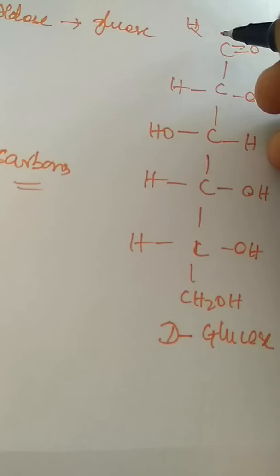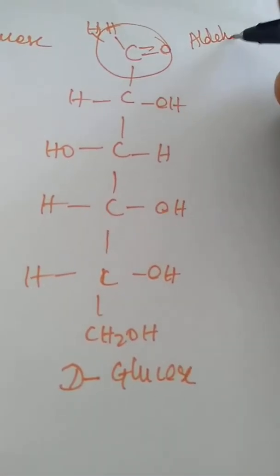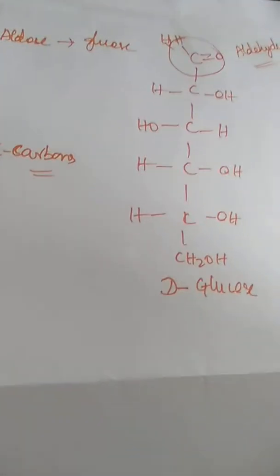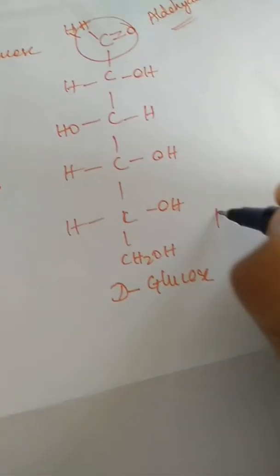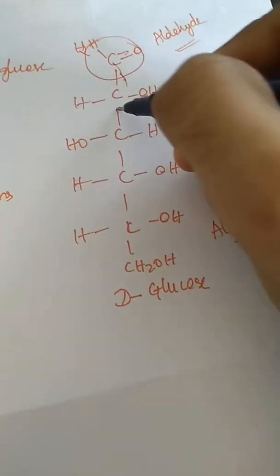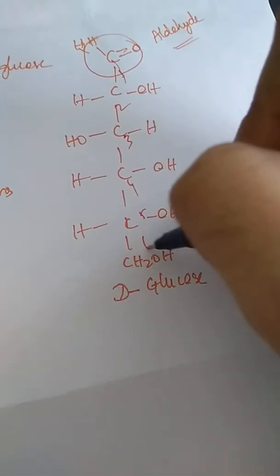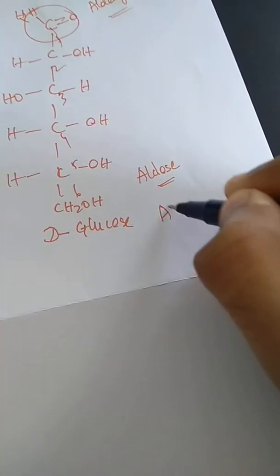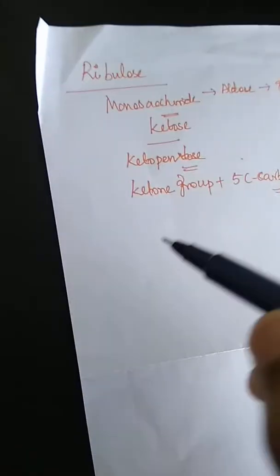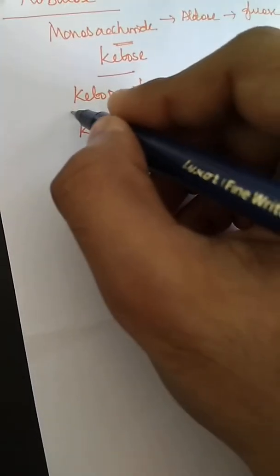As you see here, this group is an aldehyde group. You understand that? That's very easy to understand, because CHO is an aldehyde group. So this is called an aldose. And more specifically, with carbons 1, 2, 3, 4, 5, 6, this is called an aldohexose. So glucose is an example of an aldohexose. In the same way, ribulose is an example of a ketopentose.